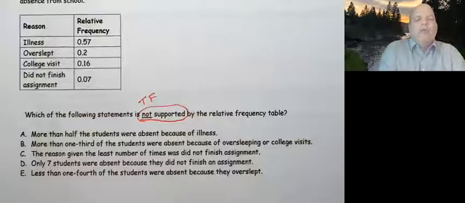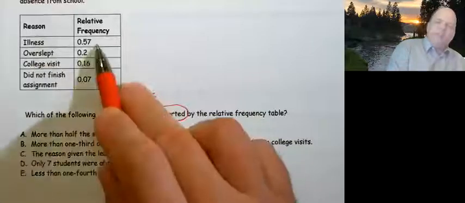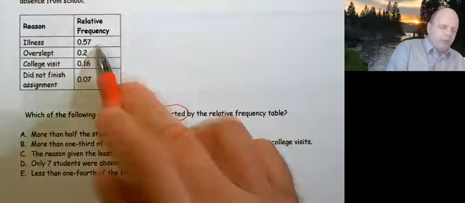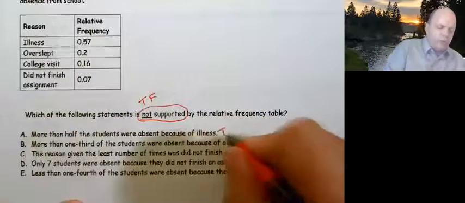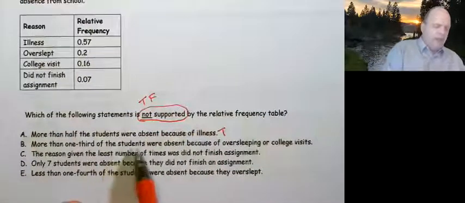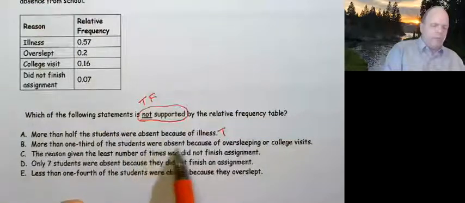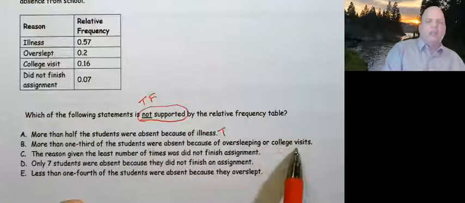So more than half of the students were absent because of illness. And I look at it and go, yep, 57%. 57% were absent because of illness. This looks like this is true. More than 1/3 of the students were absent because of oversleeping.